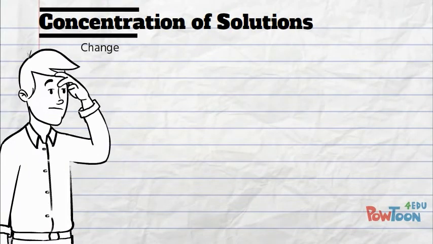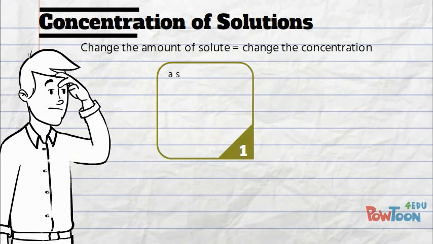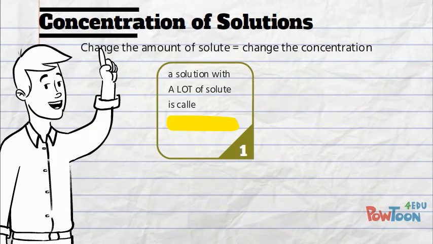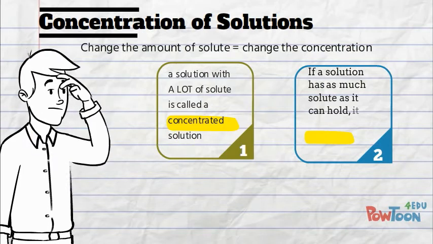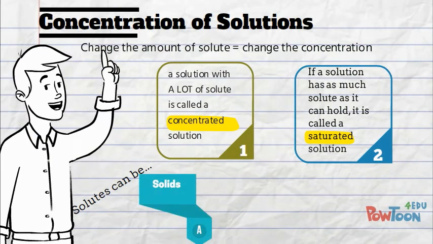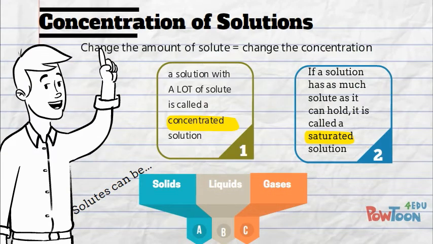Changing the amount of solute you add to a solution changes the concentration of the solution. A solution with a lot of solute is called a concentrated solution. Imagine you putting 2 packs of hot cocoa mix in 1 cup of water. If a solution has as much solute as it can hold, it's called a saturated solution. Solutes can be solids, liquids, or gases.